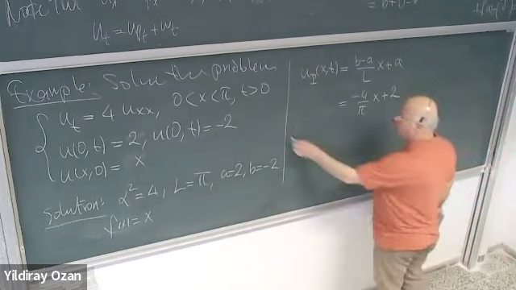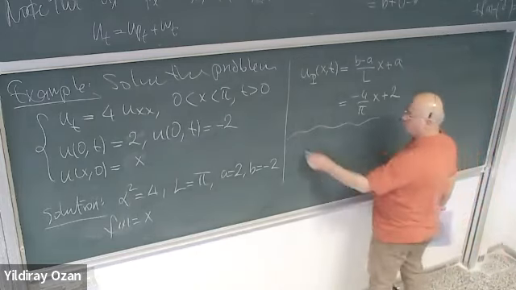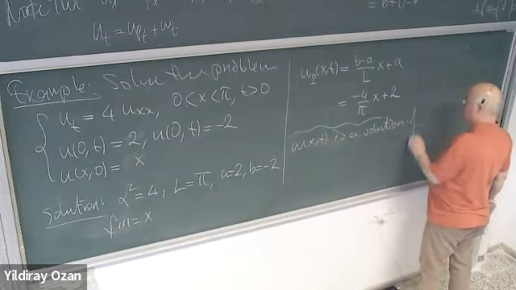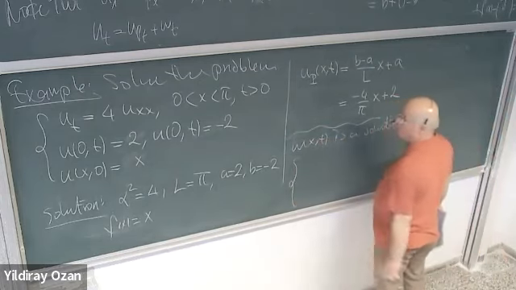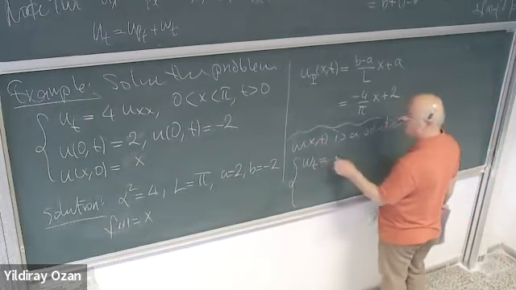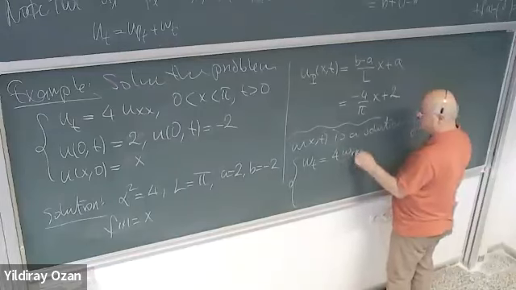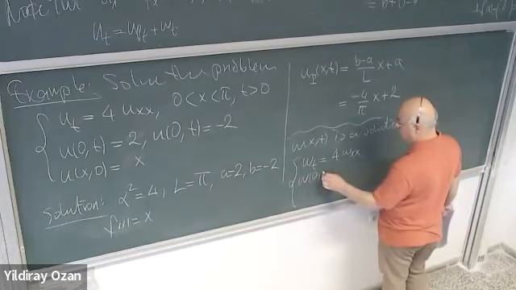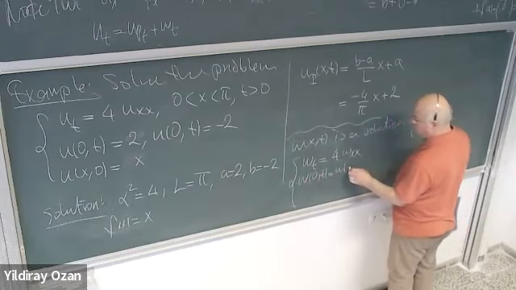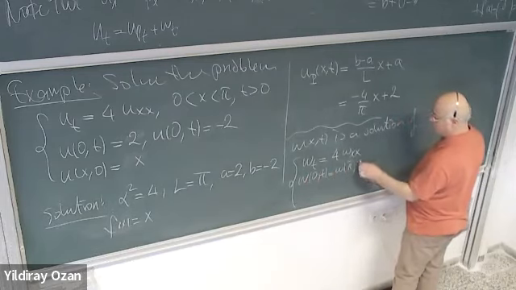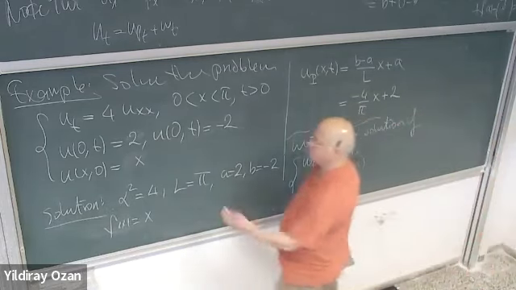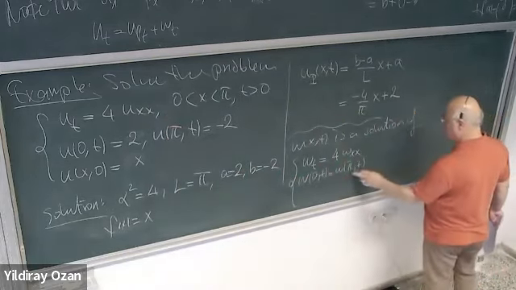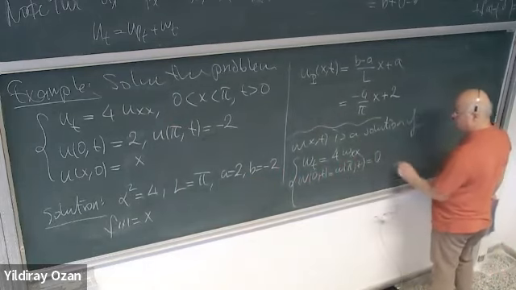Now, what about w? w(x,t) is a solution of which problem? Of this problem. If you like, I'll write it with w: w_t equals the same equation. Write the same equation. Homogeneous boundary conditions. w(0,t) and w(pi,t). I wrote this wrong, right? This won't be zero, it will be pi. w(pi,t). They are both zero.